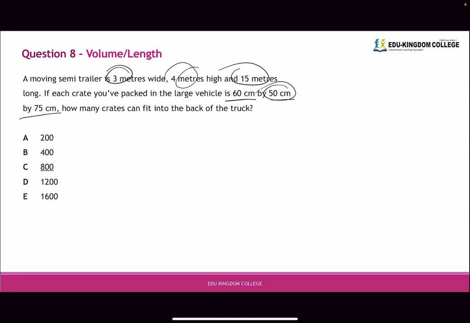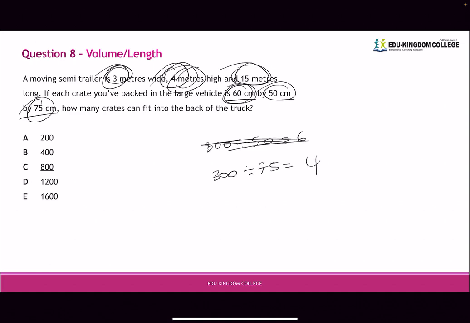So 50 centimeters would correspond to 3 because they're the smallest values in each dimension. 60 and 4, and then 75 and 15. So 3 meters, which is 300, divided by 50 equals 6. In terms of width, we can stack 6 boxes side by side. 4 divided by 60, so that's... actually, what I might do is try and do 75 into 3. So 300 divided by 75 equals 4. It goes in 4 times, so we can stack 4 side by side.